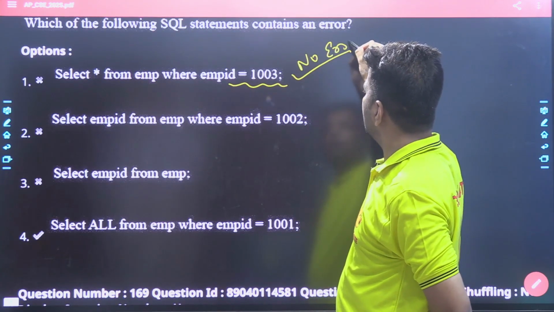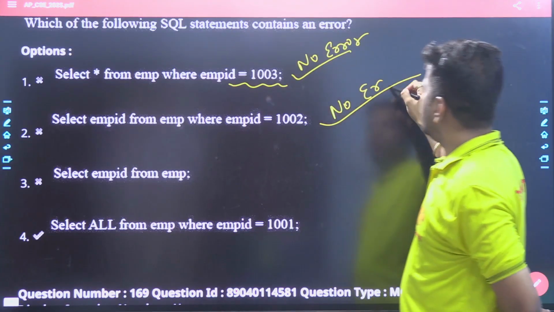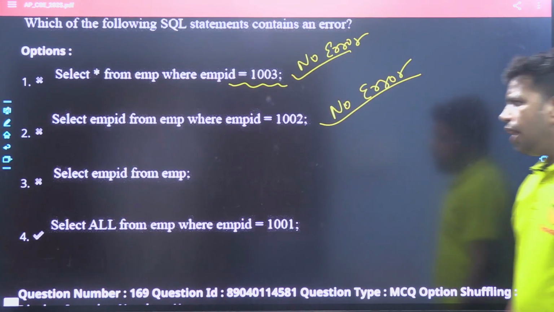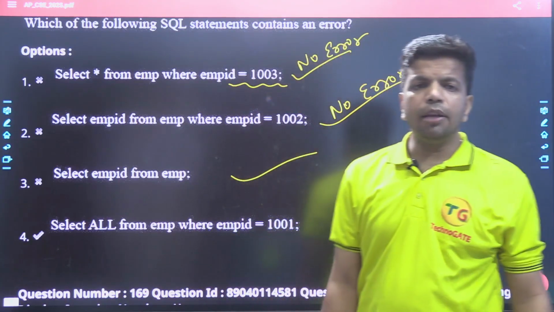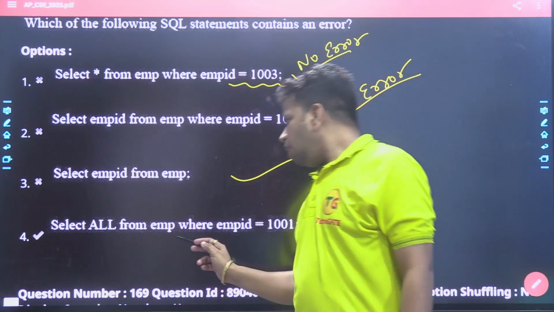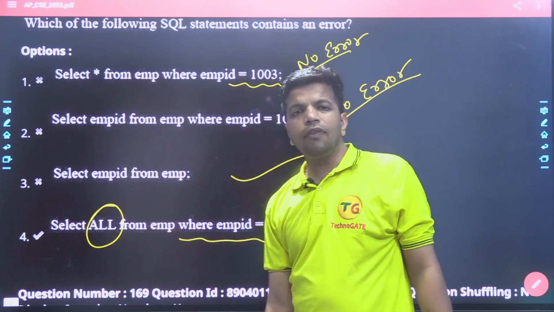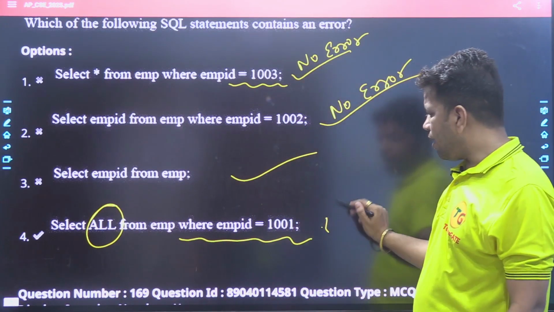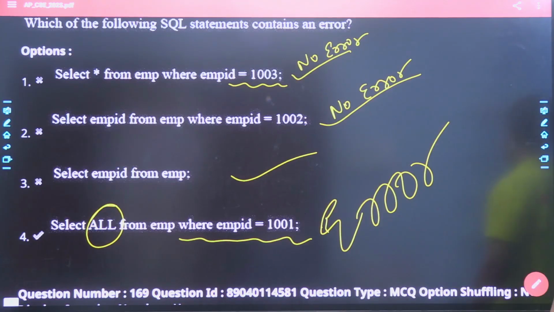There is no error. It gives you all employees where employee ID is 1002. There is no error. It gives you information of all the employee ID of that employee table. Select all from employee where employee ID this. No, we are not going to use all here. We are going to use a star. So that gives you error. This is a syntax error. You cannot use that. Are you getting my point?